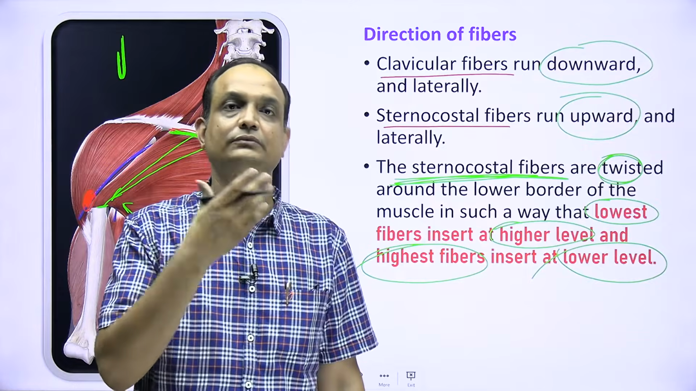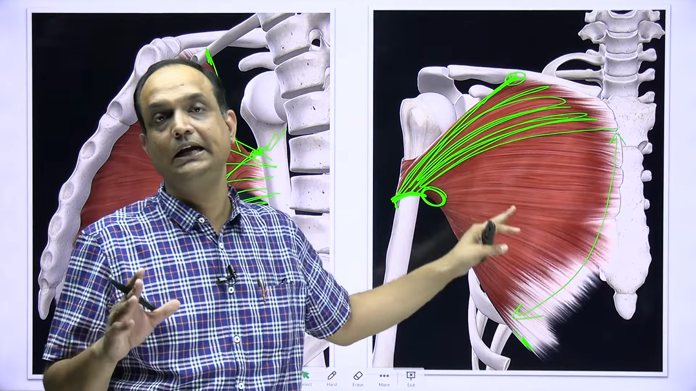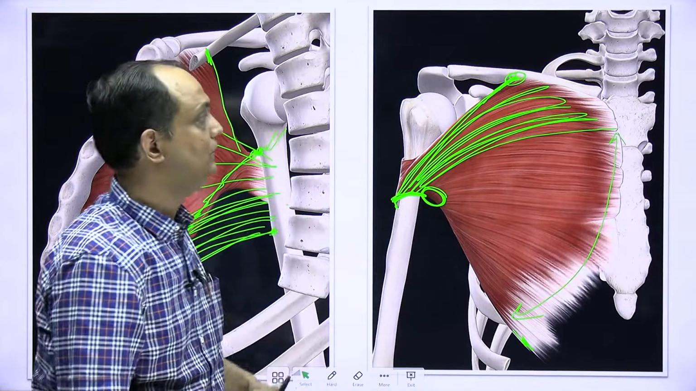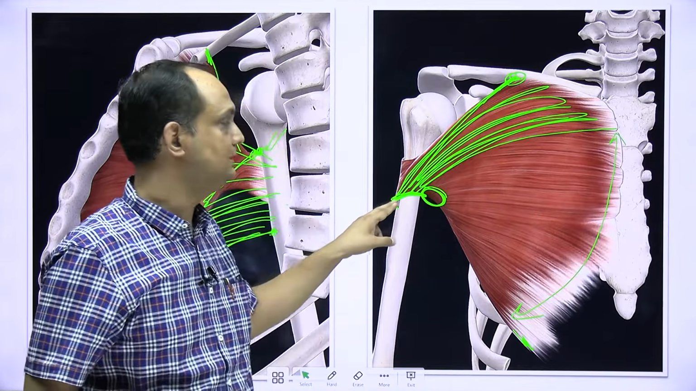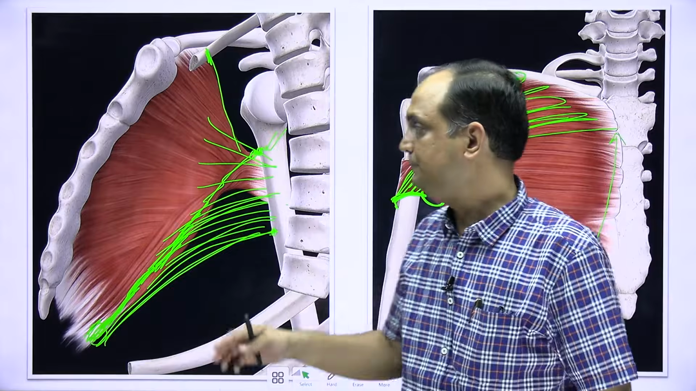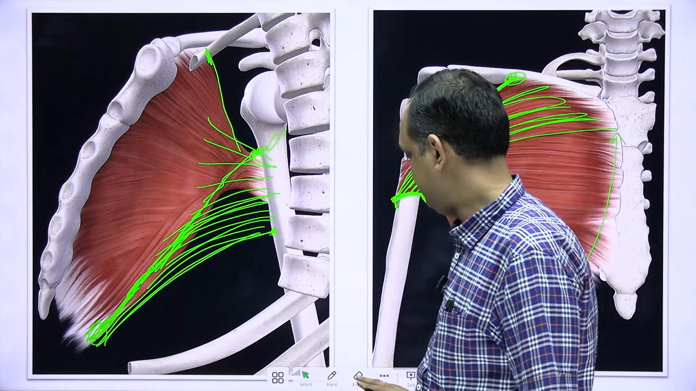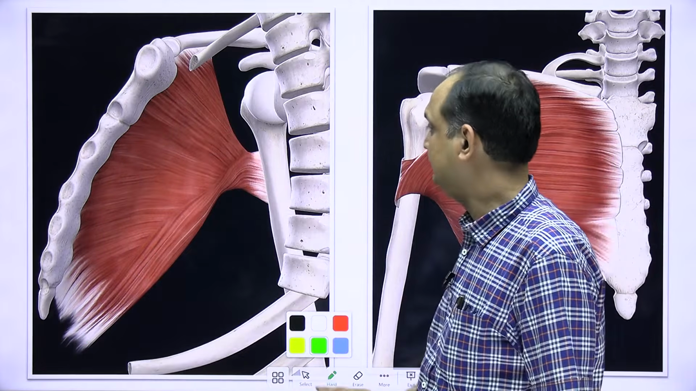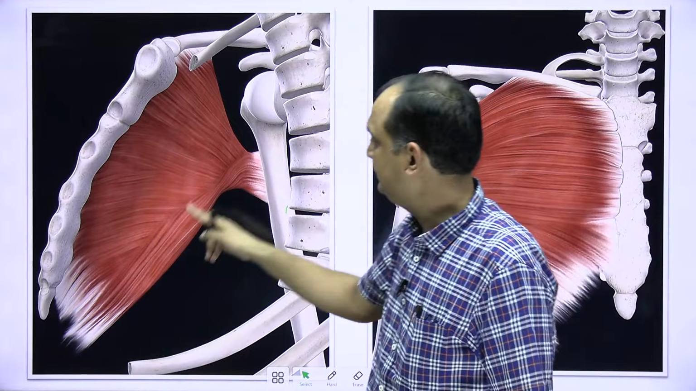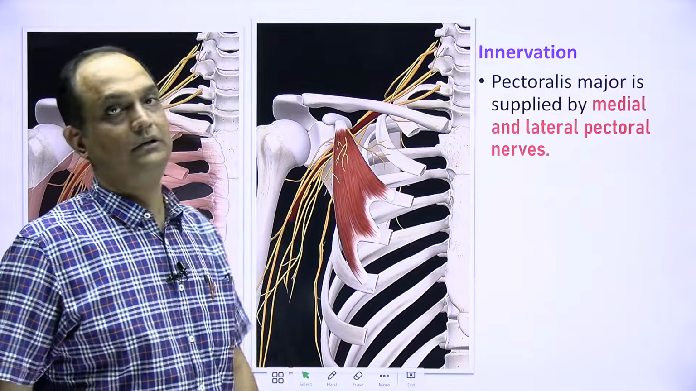Anterior fibers of the clavicular head, or you can say the upper fibers of the clavicular head, do not show any kind of twisting. These fibers show their direct course, and they insert directly on the humerus. But when you see the posterior aspect of the muscle, then you can see the twisting taking place, which you can appreciate here. Because of this twisting, the folding is there, so the lower fibers are now approaching a higher level. Clear? Now we will talk about the nerve supply of the muscle.